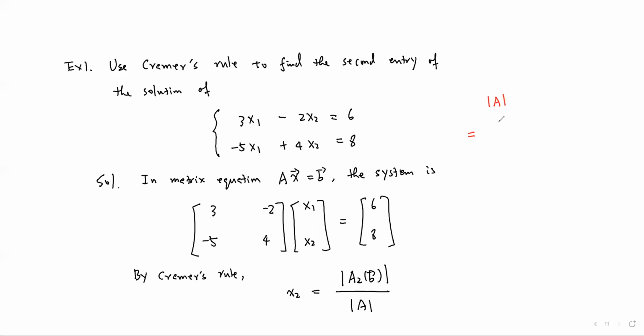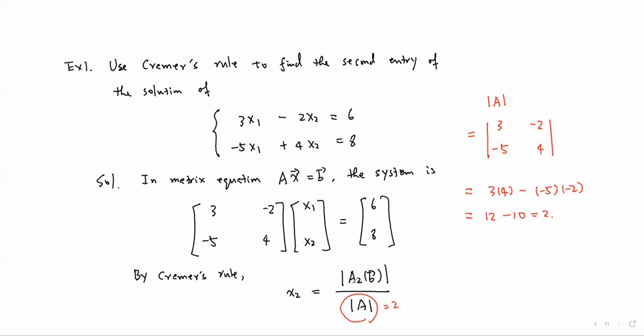A is 2 by 2, so it is easy to get the determinant. The 2 by 2 determinant is equal to the product of the main diagonal entries, 3 times 4, minus the product of the anti-diagonal entries. So we get 12 minus (-5 times 2), that is 12 minus (-10). It is 22. So this number is equal to 2.